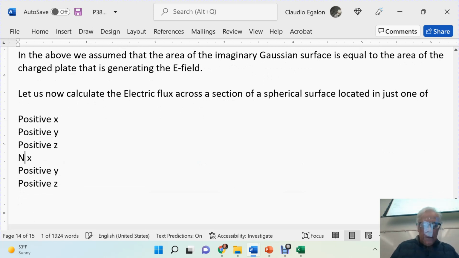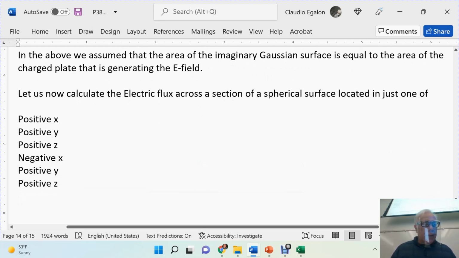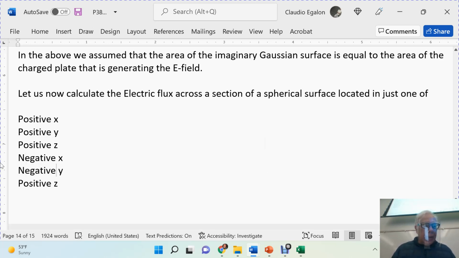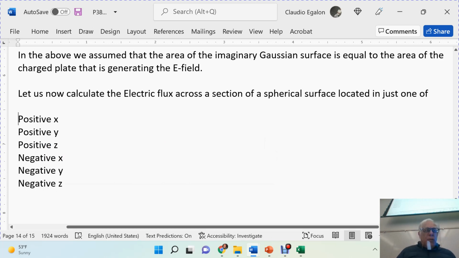Negative x, negative y, and negative z. Just figuring out a better way to explain that to you, right? So we can have combinations of those, right?